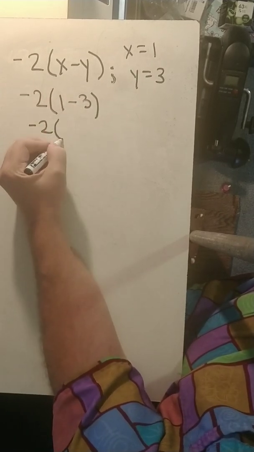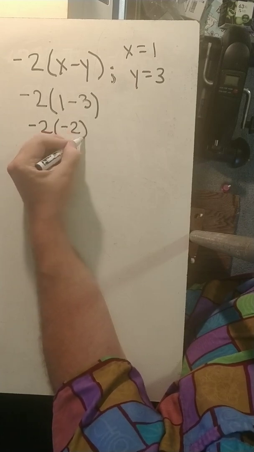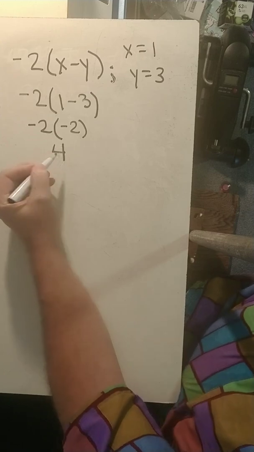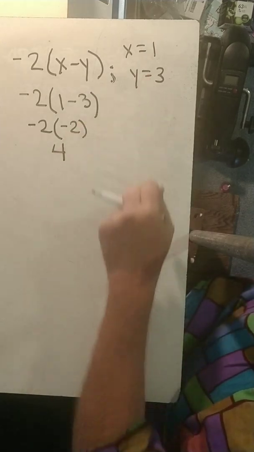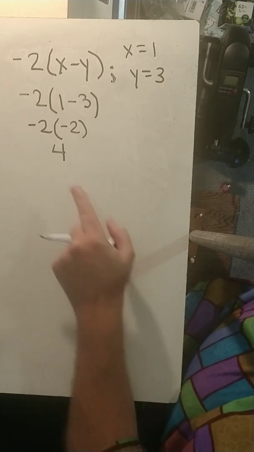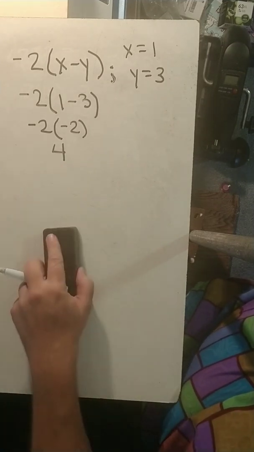1 minus 3 gives us negative 2. Negative 2 times negative 2 is positive 4. So, when we go ahead and evaluate this expression with 1 and 3 substituted in for x and y, we get a solution or final answer of 4.